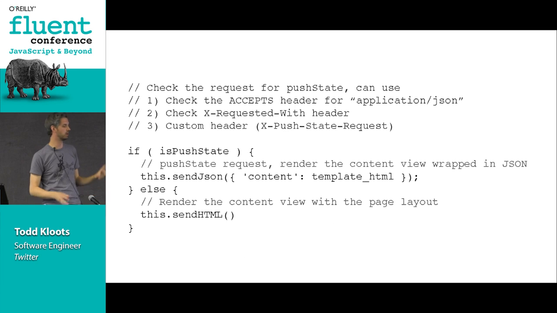And so then when it came to implementing pushState, the first thing we had to do was say, okay, server, if you get a request that is a pushState request, which you could key off of any number of things, we chose to check the accepts header for application JSON. You could check X-Requested-With. You could use a custom header. You could have the client send a custom header, rather. But all we effectively do, in the simplest fashion, is that if it's a pushState request, we take the existing server-side rendered content view, we wrap it in JSON, and then we send that back to the client. If it's not a pushState request, we just carry on as we normally did before, sending a full page request.